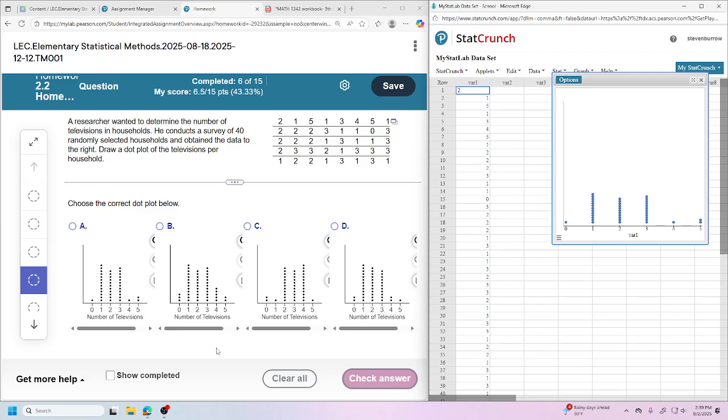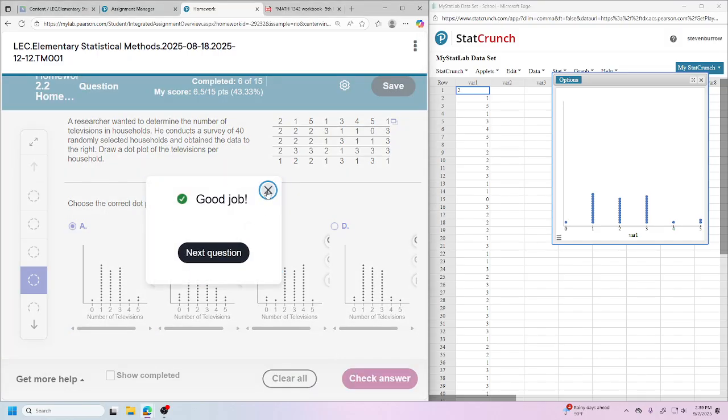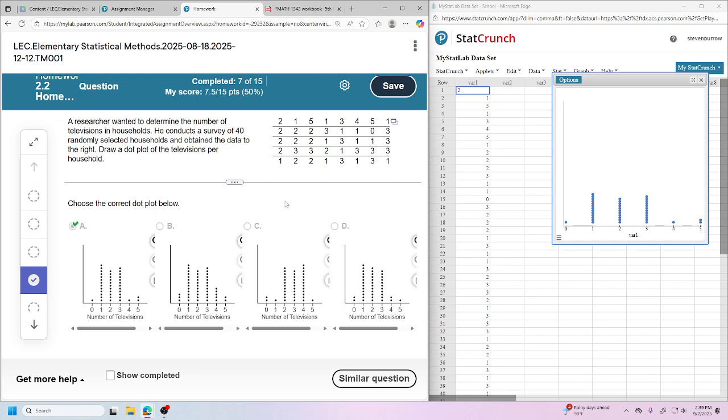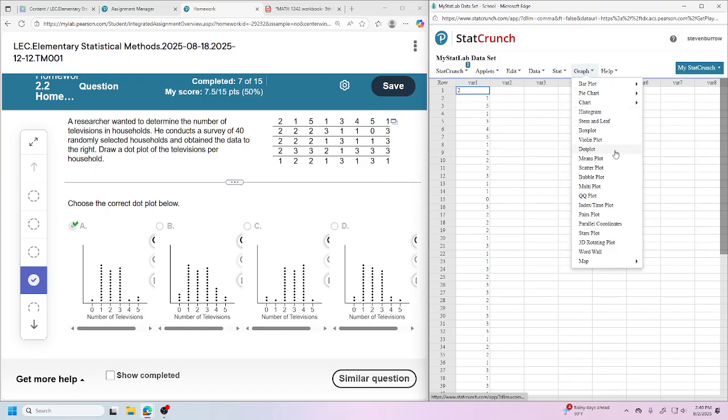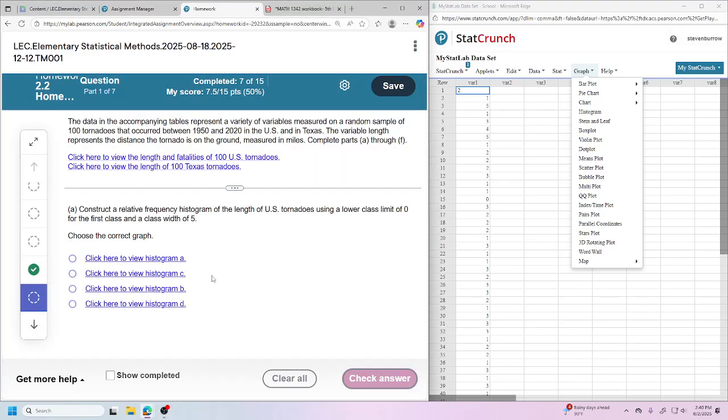So A, B, C, or D, which one matches up to this? A looks pretty darn good, yeah. Wow, was it just that easy? Graph, dot plot, right? So graph, dot plot. Is that cool? If you're wondering what am I supposed to do, it's all here somehow.